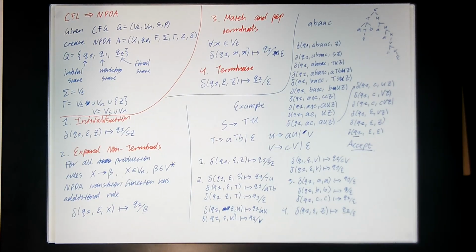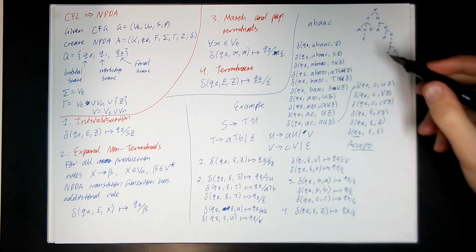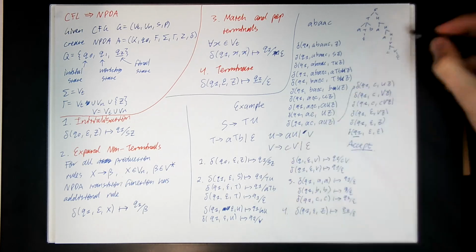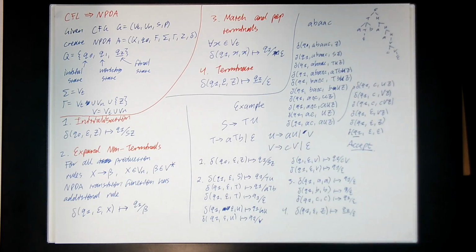Okay? If I wanted to check that a string failed, I would have to branch all possible options. So whenever I come to a point where I have to make a decision, I have to try both decisions and show that no matter what path I take, I always get stuck. So we'll try that next.